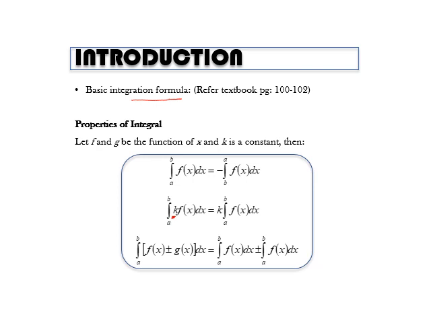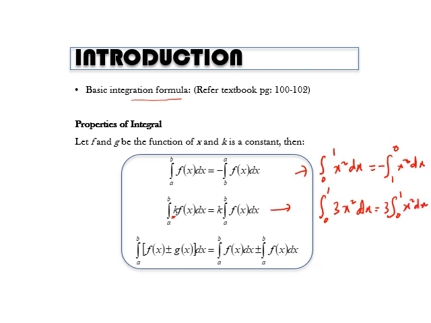Okay, for example, we have the integral from 0 to 1 of x squared dx, which is equal to the negative of the integral from 1 to 0 of x squared dx. Okay, this is an example. Another example, the integral from 0 to 1 of 3x squared dx. We can put the 3 outside of the integral, so we just integrate x squared dx.